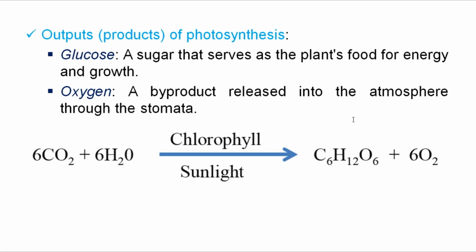Look, this one is glucose, which is synthesized by the process of photosynthesis. This one is oxygen, another product or output. This oxygen leaves the plant tissue through tiny openings known as stomata. And there is chlorophyll, a green pigment which is important to trap sunlight energy or light energy from the sun.